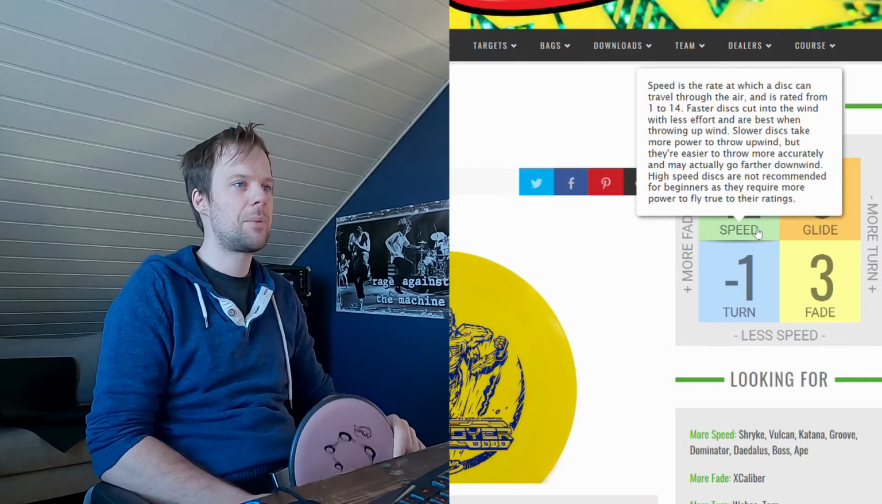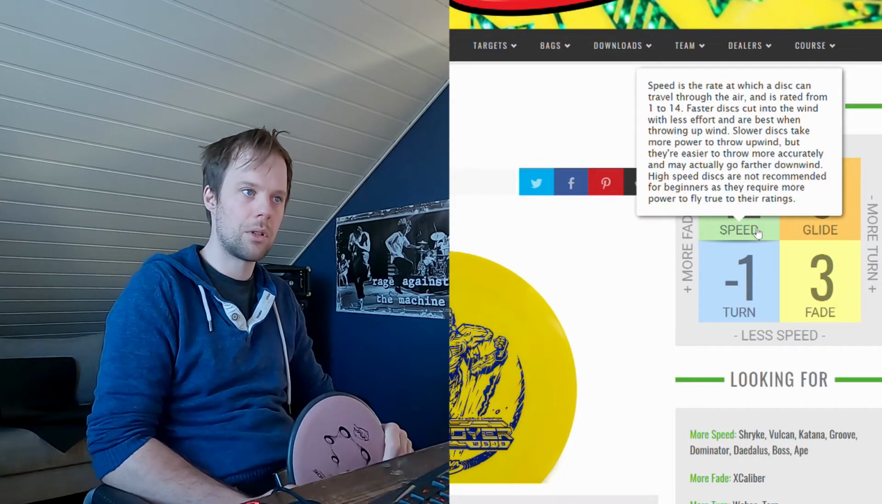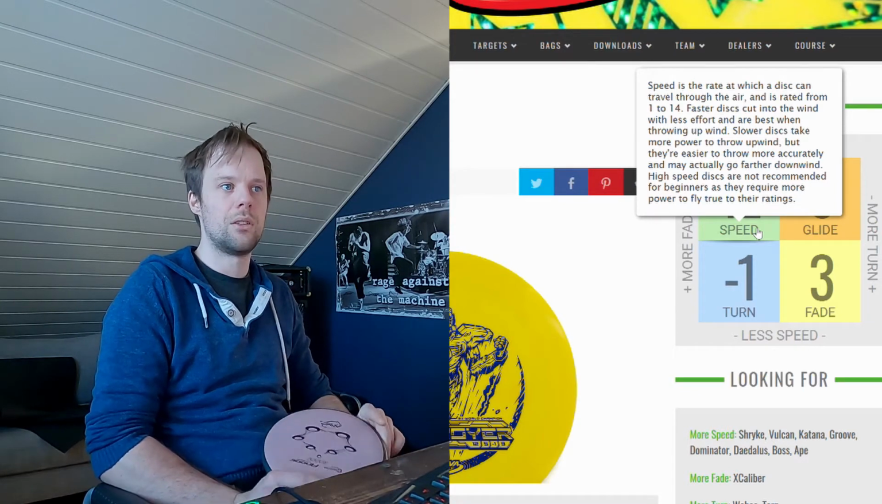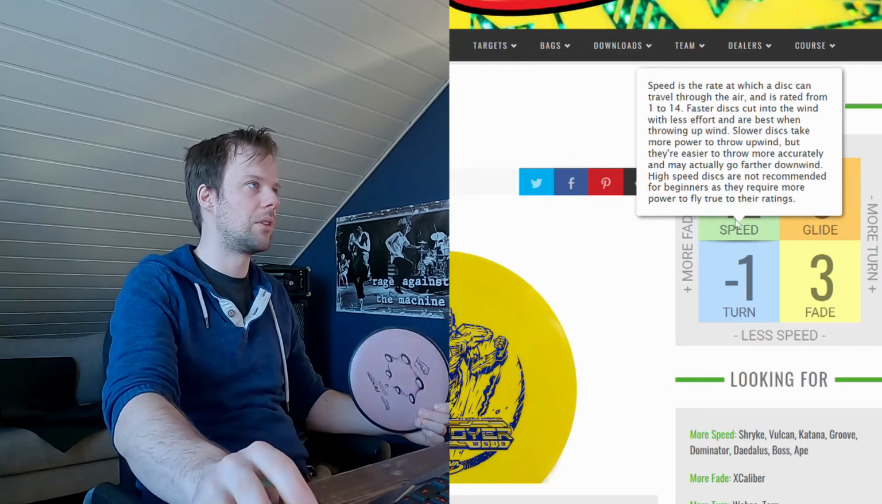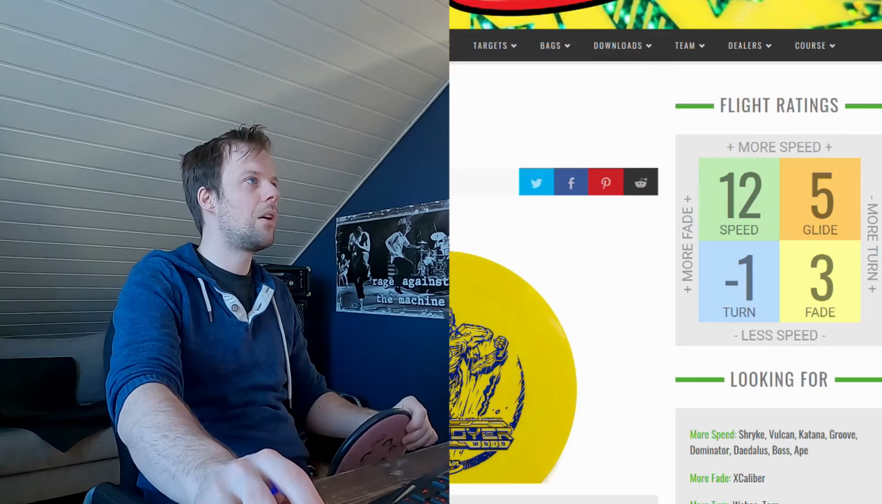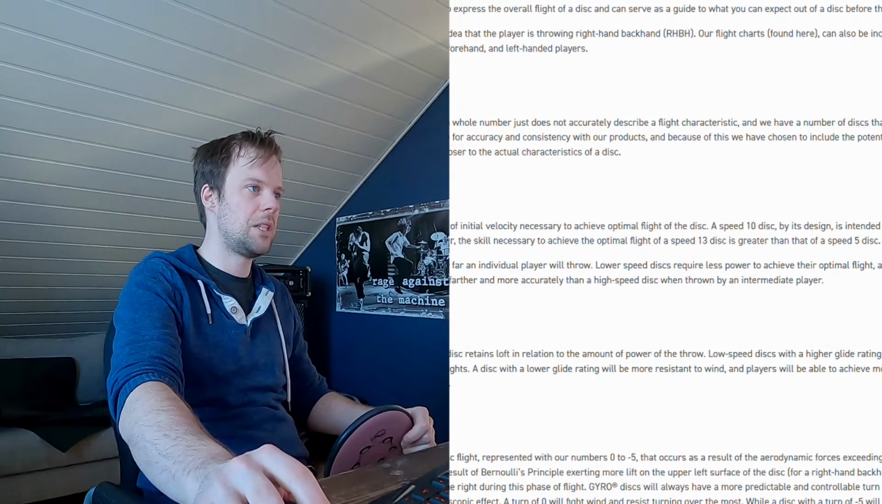Interesting. High-speed discs are not recommended for beginners as they require more power to fly through to their ratings. A faster disc requires more power. That's one idea here. Okay, let's see what MVP has to say about the speed.